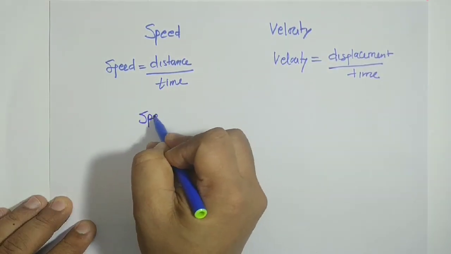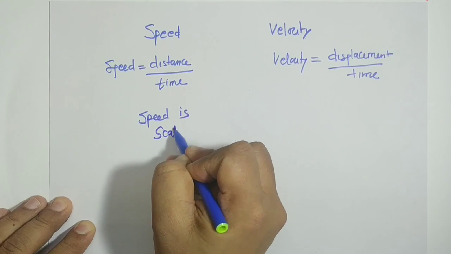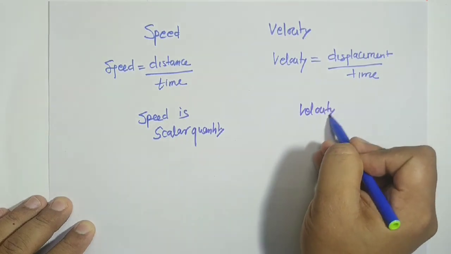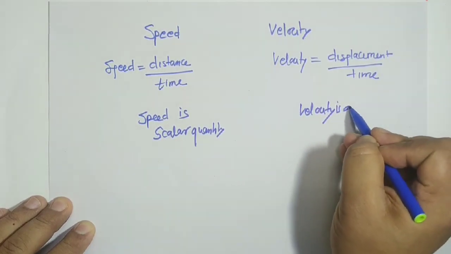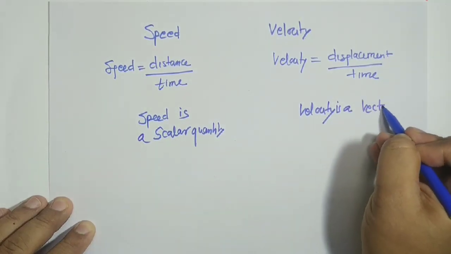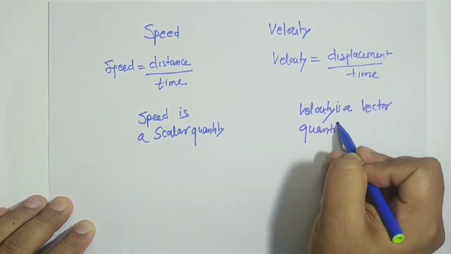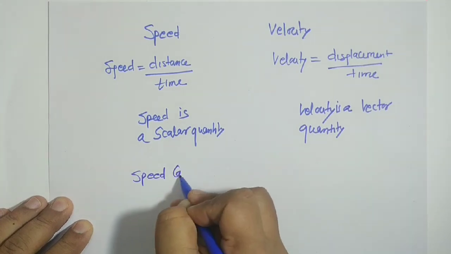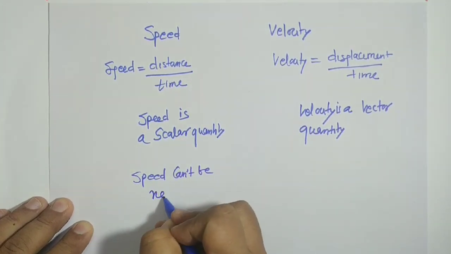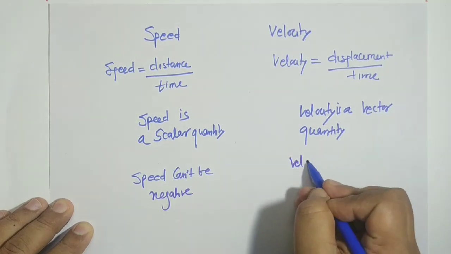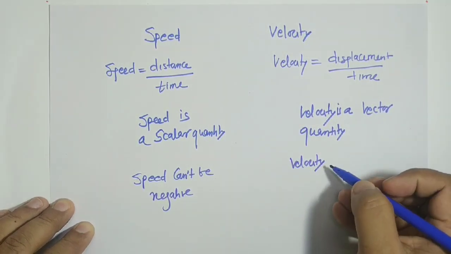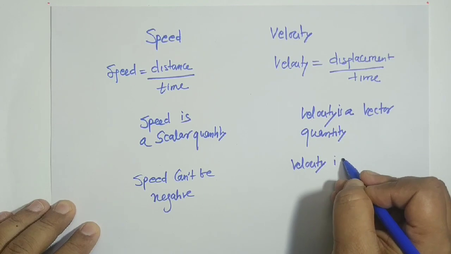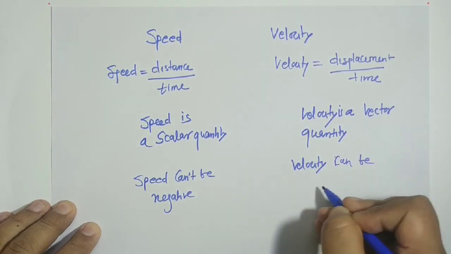We know that speed is a scalar quantity. Are you getting it? Velocity is a vector quantity. Remember, this is a vector quantity. These are the basic things. And then you know that speed can't be negative. You can't have a negative speed. Velocity can be negative. When a ball is going up, changing its speed and coming down, then the velocity can be negative.